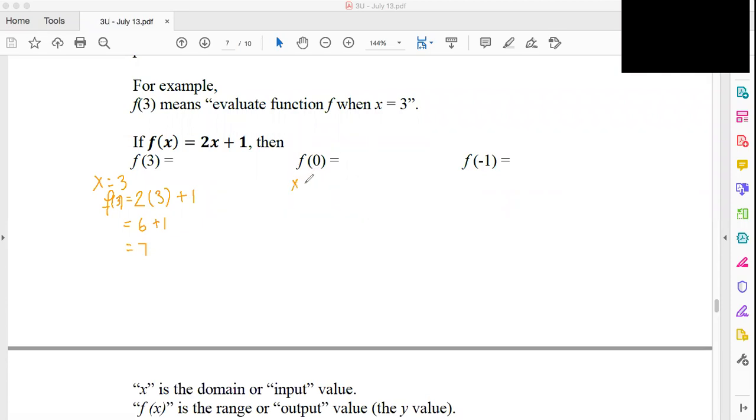Same thing here. So we're going to set our x to 0. So f of 0 is equal to 2 times 0 plus 1, which is 0 plus 1, which is 1. Here we're going to set our x equal to -1. So f of -1 is 2 times -1 plus 1, which is -2 plus 1, so it's -1. There's quite a few examples actually, so I'm going to clear this.